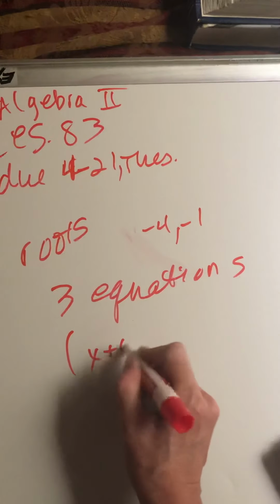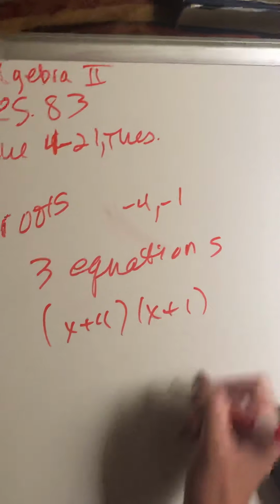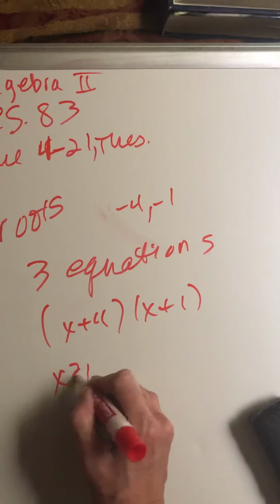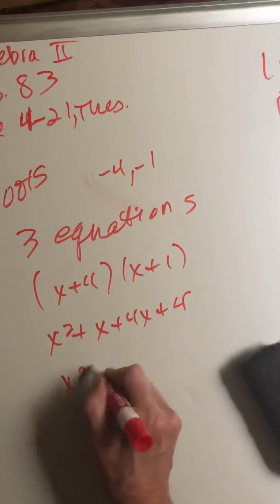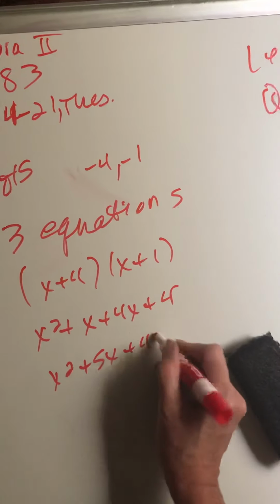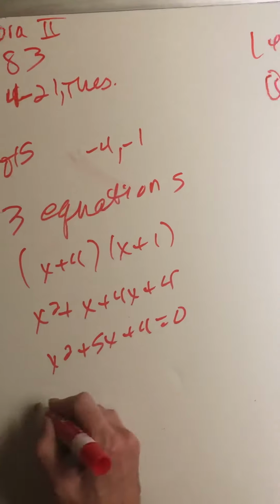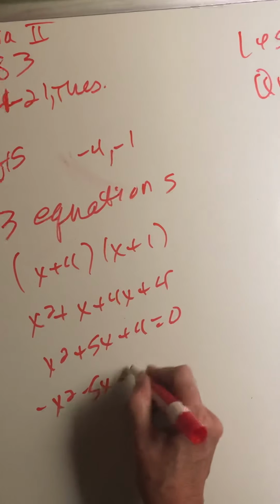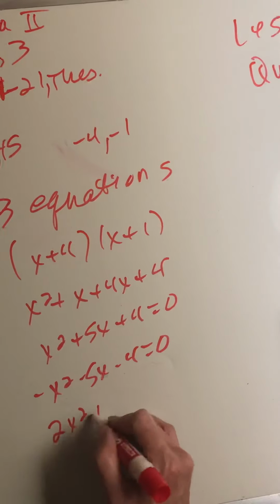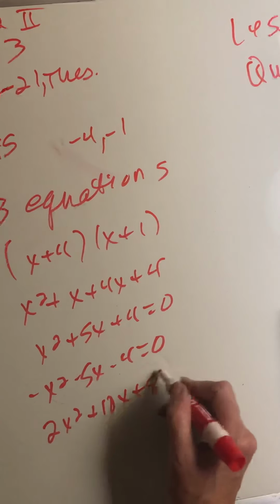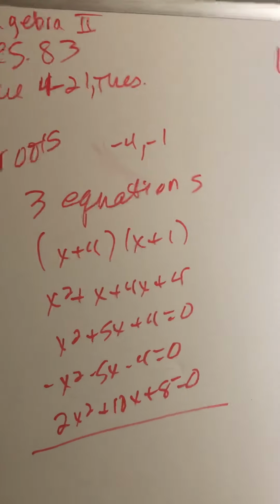So it'd be x plus 4, x plus 1, because I've got to change both of those signs. So x squared plus x plus 4x plus 4. x squared plus 5x plus 4 equals 0 is one equation. Negative x squared minus 5x minus 4 equals 0 is a second equation. 2x squared plus 10x plus 8 is a third equation.